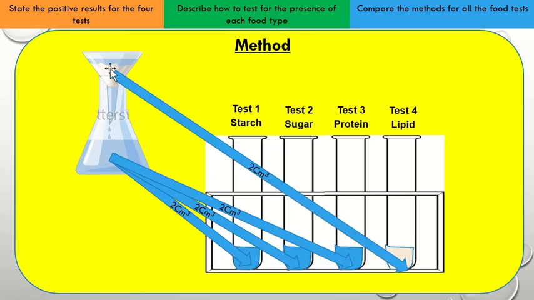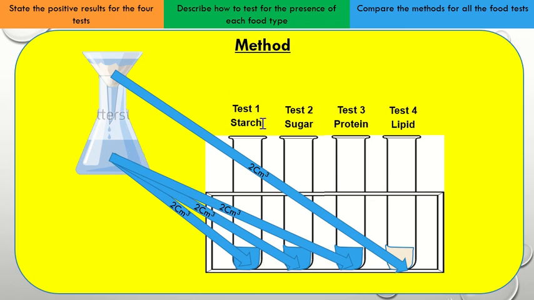So you can see from here, we will put our food samples, 2 centimeters cubed of each, and then we're going to put them in 4 different test tubes. This will then be what we're going to test for each of the different food types.